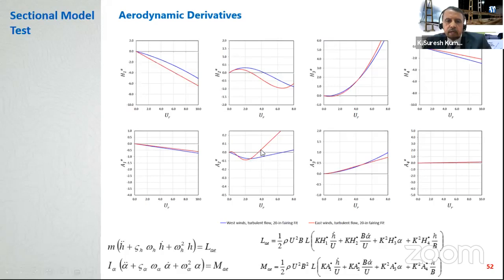So in this particular case, we used a fairing. And when we used the fairing, we could reduce the slope of this. That is the blue line that you see in A2 star. We can improve the situation, and ideally we want it to be either at zero level or going down. So I just want to simply say H1 star and A2 star are the most important, but we do measure all of these using the system identification technique in the wind tunnel.